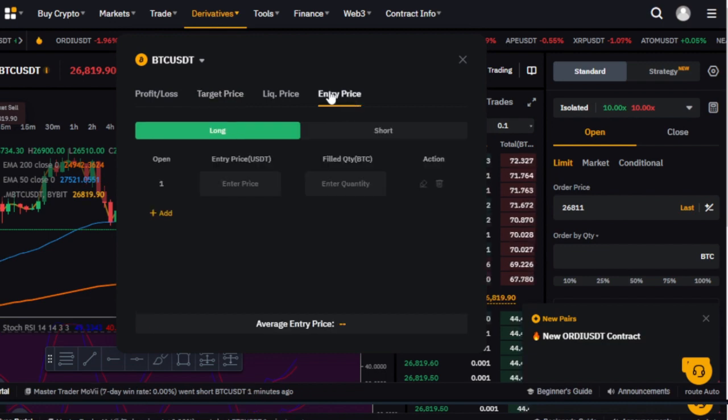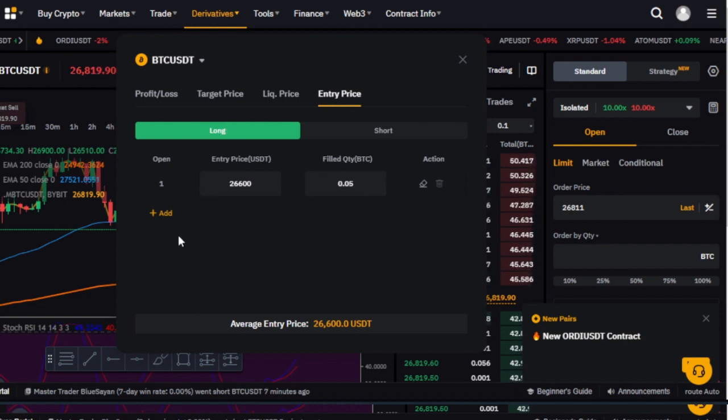Then the last option here is the entering price. Now let's say BTC is at 26,600. Then I entered here at 0.05. That is what I entered, right? My average price would be at 26,600. Now, I long this market. Remember, I'm on the long tab here.